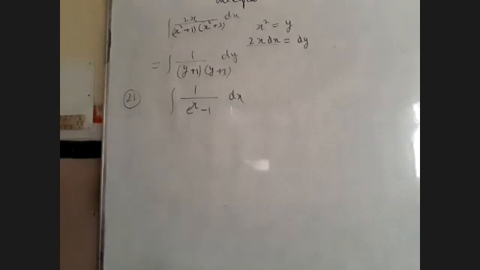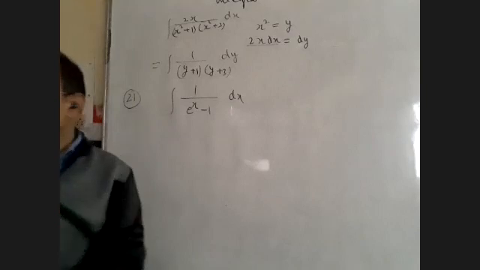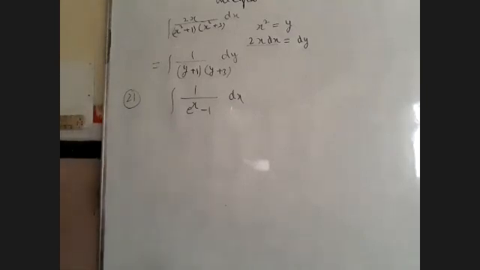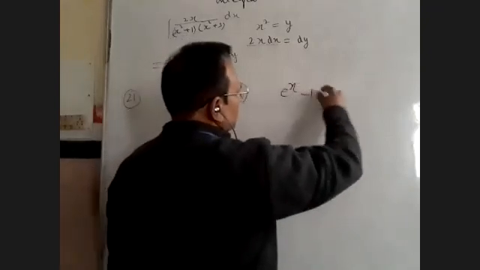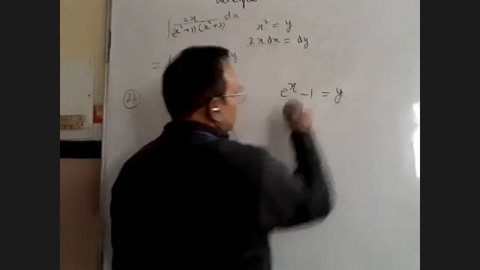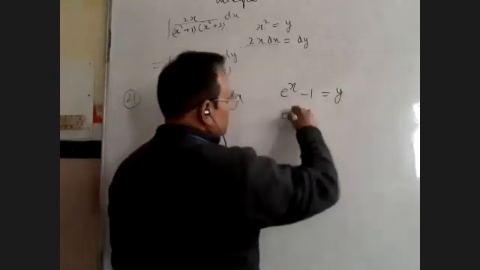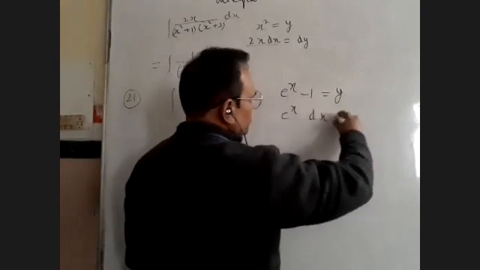But we know that the integration and differentiation of e to the power x is the same. Only e to the power x is the expression whose differentiation and integration is the same. We can assume e to the power x minus 1 is equal to t or y, and if you integrate that one, we will get it in the integrable form. Let e to the power x minus 1 is equal to y, then differentiation will become e to the power x dx is equal to dy.